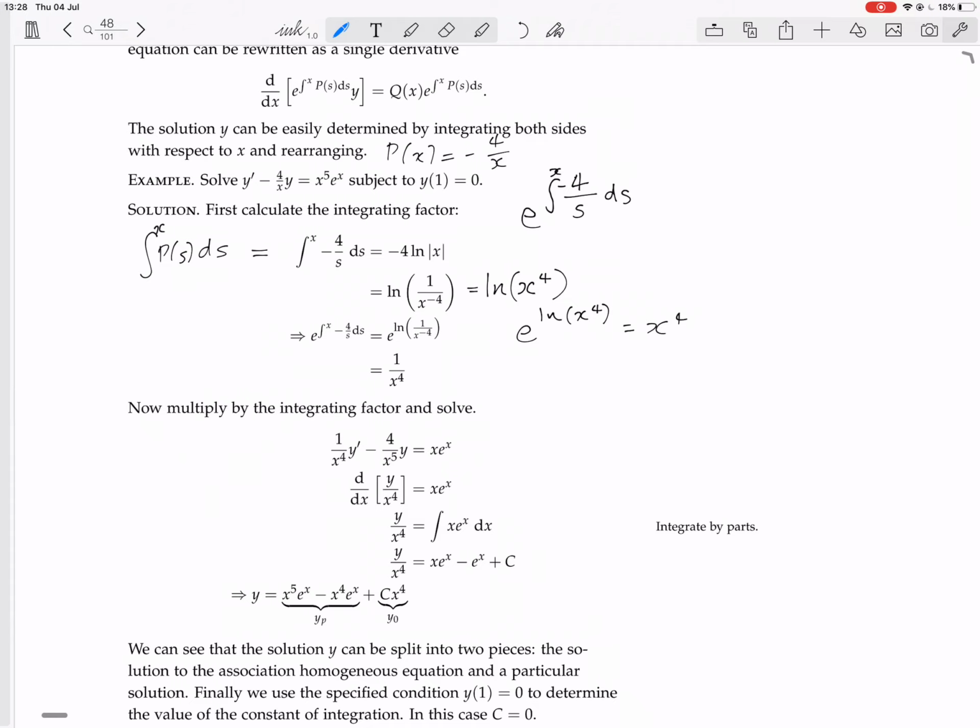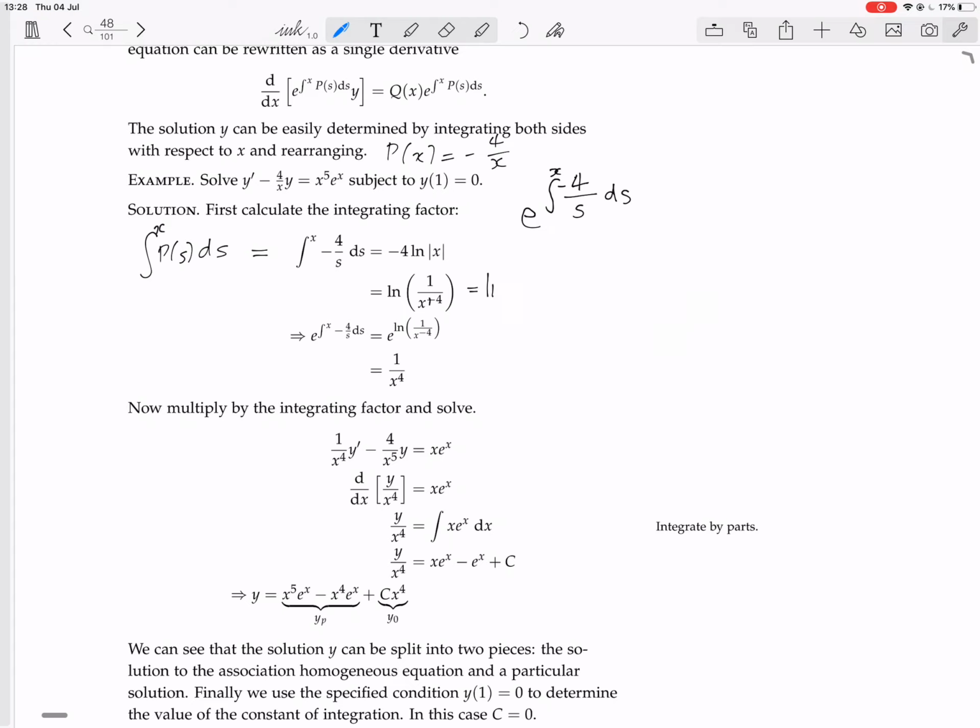Ah, here's a mistake. It's not 1 over x to the 4, that should be a plus. Sorry. It's just 1 over x to the 4, or x to the minus 4.